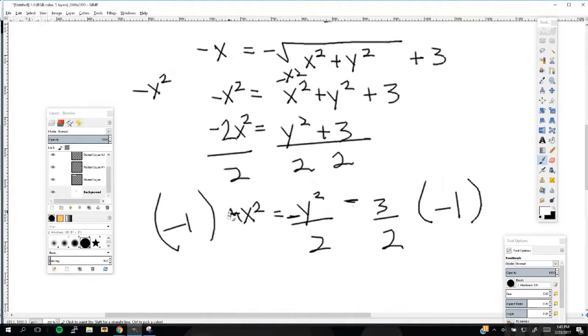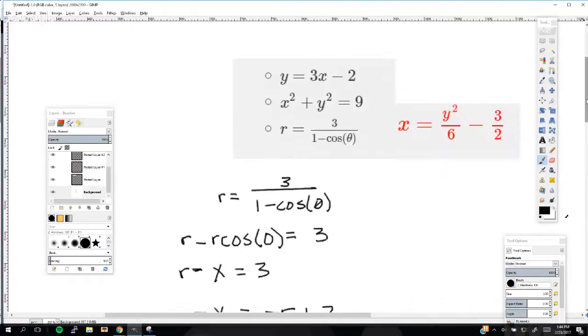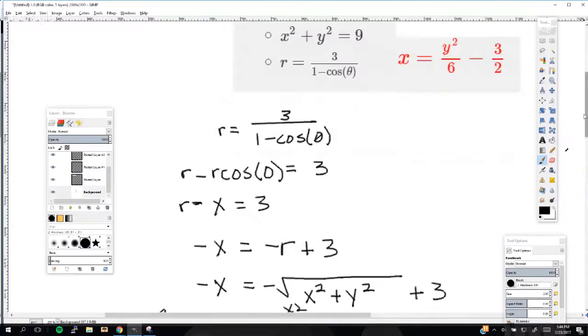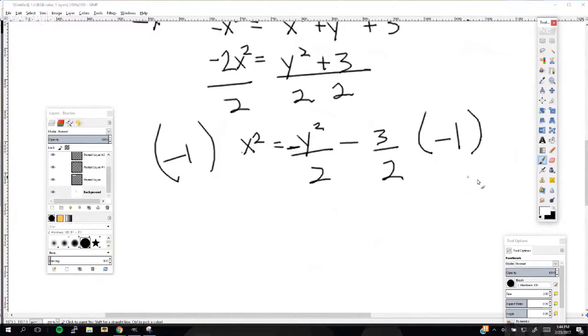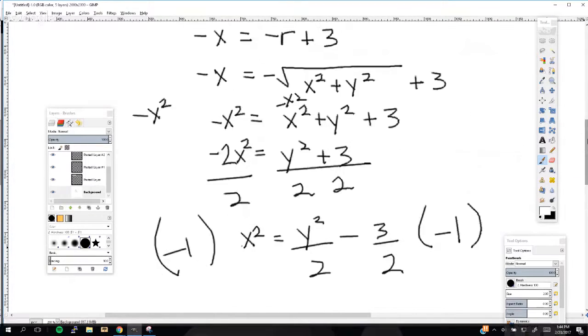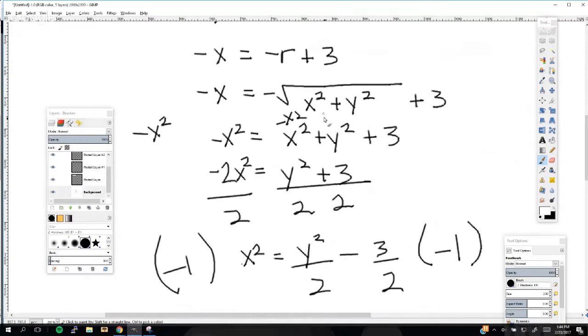I'm lost right now. Wait, why? Okay, I guess if I do times negative 1, this is still positive. I'm just looking at your negative 2x squared.